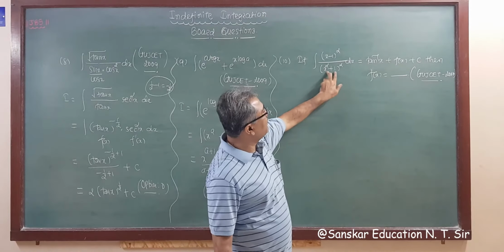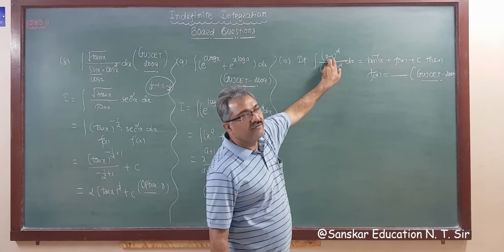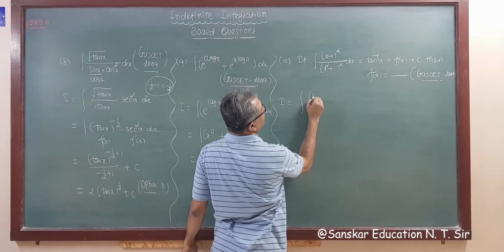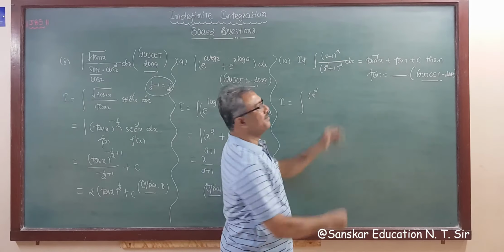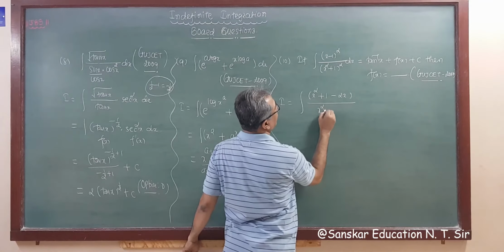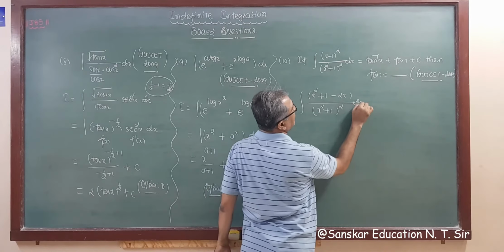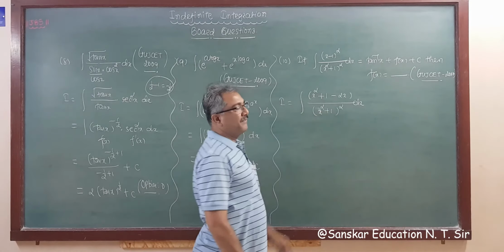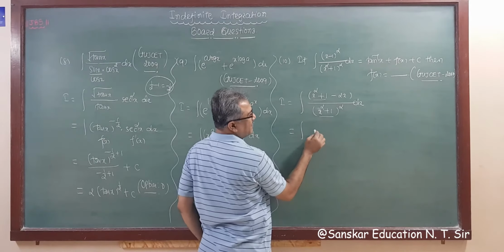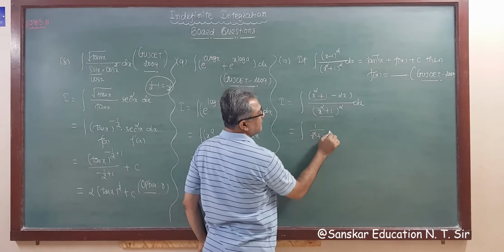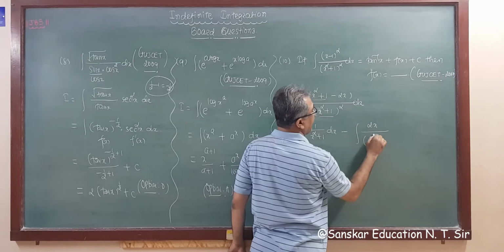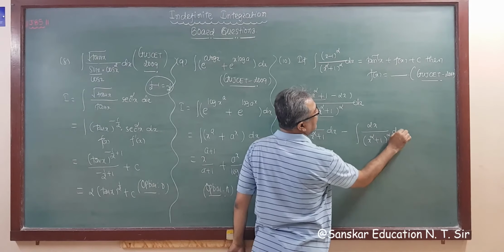Now see, this is x square plus 1. So how do we get x square plus 1 here? If we expand the left hand side only, then this is x square, right? I am writing the last term first. So x square plus 1 minus twice x, whole upon x square plus 1 whole square dx, right? So bifurcating this, we get integration of x square plus 1 upon x square plus 1 whole square, which is 1 upon x square plus 1 dx, minus twice x upon x square plus 1 whole square dx.